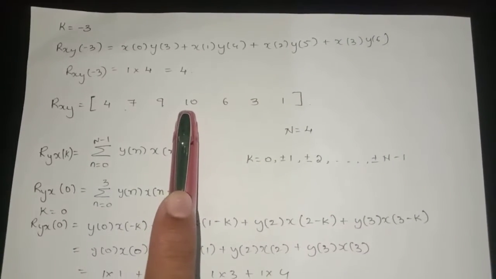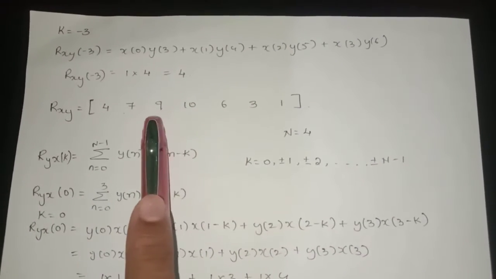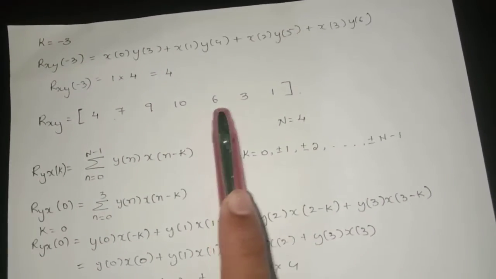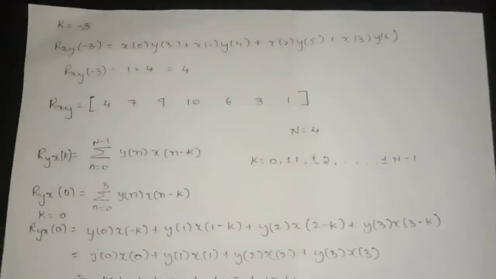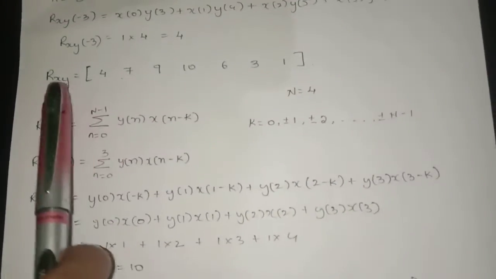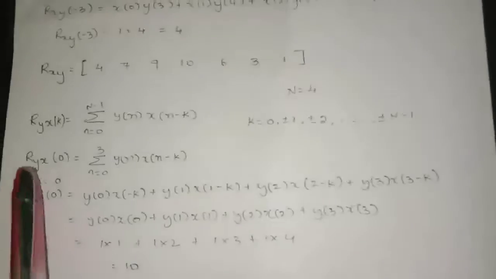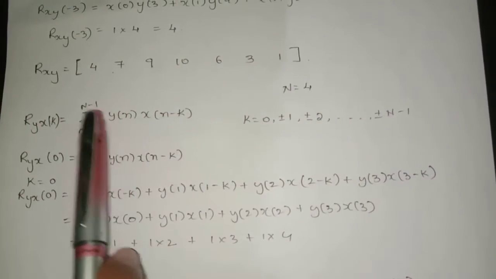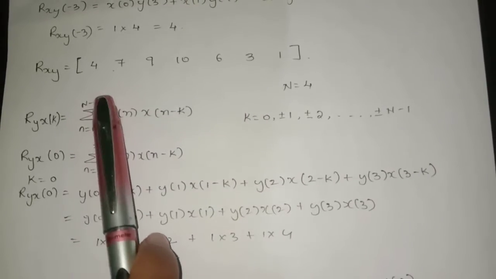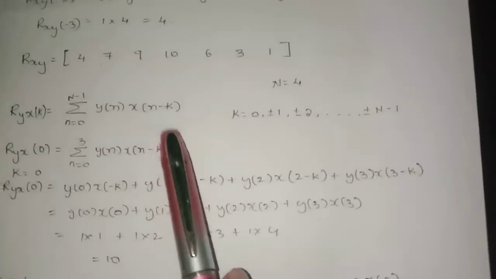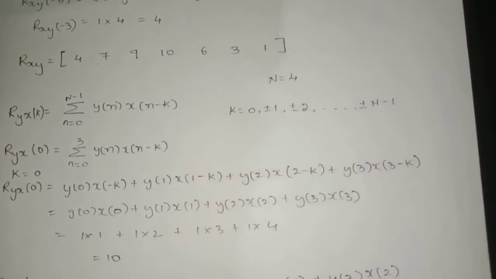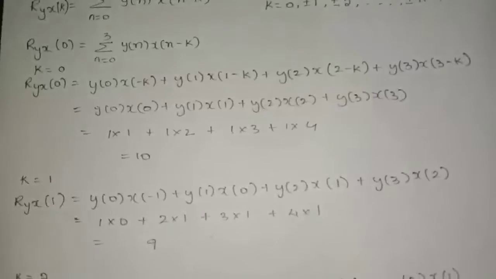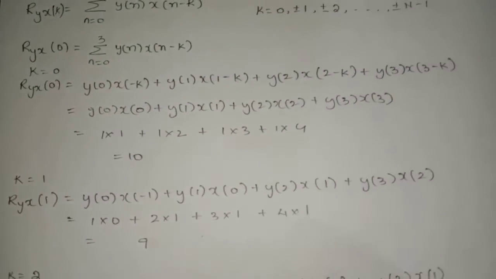This value is the center value, that is the zeroth value, and this is for minus 1, minus 2, minus 3, and this is plus 1, plus 2, plus 3. So this is the cross correlation of x and y. So let's see the cross correlation of y and x here. The formula goes like this: summation n ranging from 0 to n minus 1, y of n into x of n minus k. The same procedure goes like this, but here we are cross correlating between y and x.